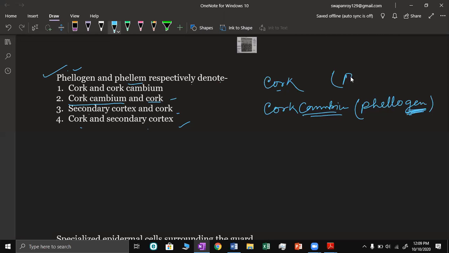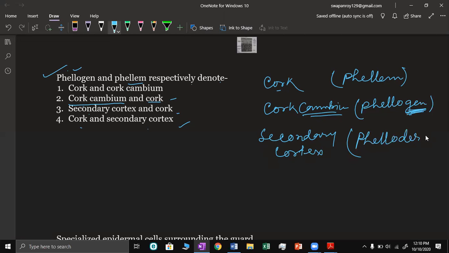Cork is phellem, and secondary cortex on the inner side. Secondary cortex is phelloderm. Okay, so phellogen comes first, so cork cambium, and you have to tick this one in sequence. What is the correct sequence here, and a similar sequence you have to maintain.